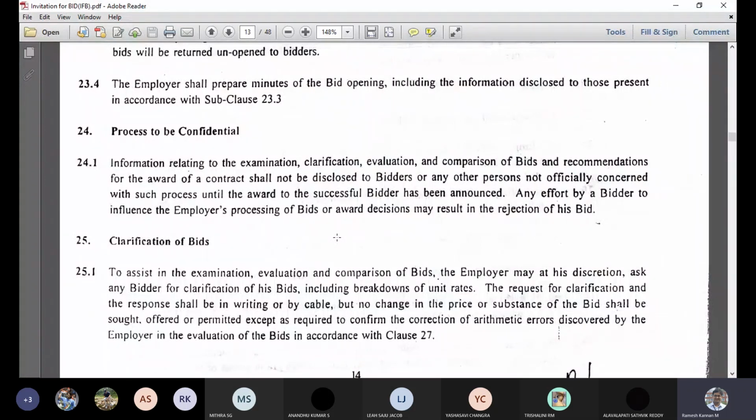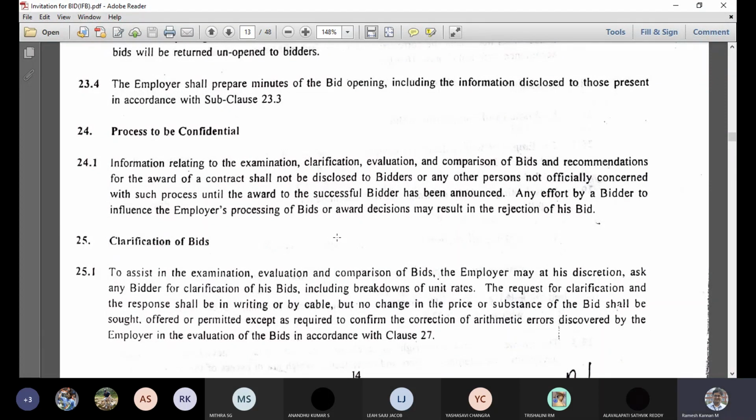There is a very old Tamil movie called Mr. Bharat. In a particular scene, they try to influence the evaluator, and then the evaluator rejects the bid of the particular construction company. So if you have time, you can take a look at that. So that's basically the confidentiality.